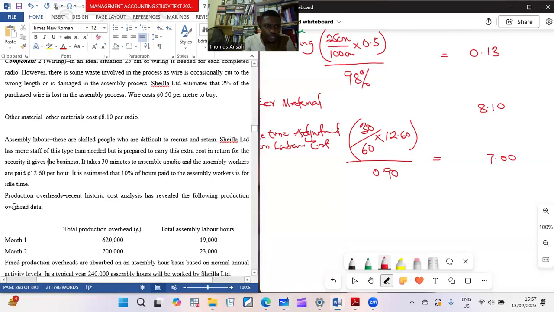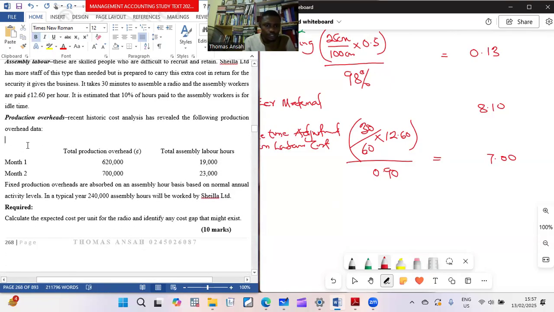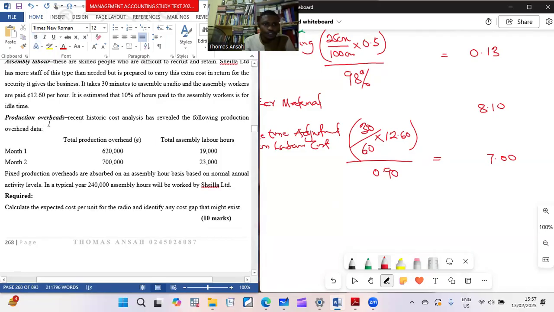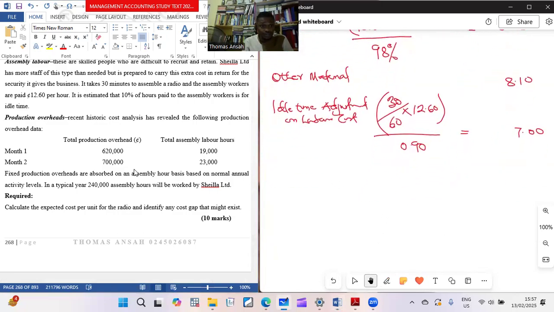Okay. Then it says that production overheads, another one. In a question, whatever you are given, you have to deal with it one by one. All right. So this is what we have. Production overheads. Recent historic cost analysis has revealed the following. You see, they've not separated it between the fixed and the variable. But this is what we have. Total production for month 1, month 2, and the cost is this. This is the cost and this is the labor hours.